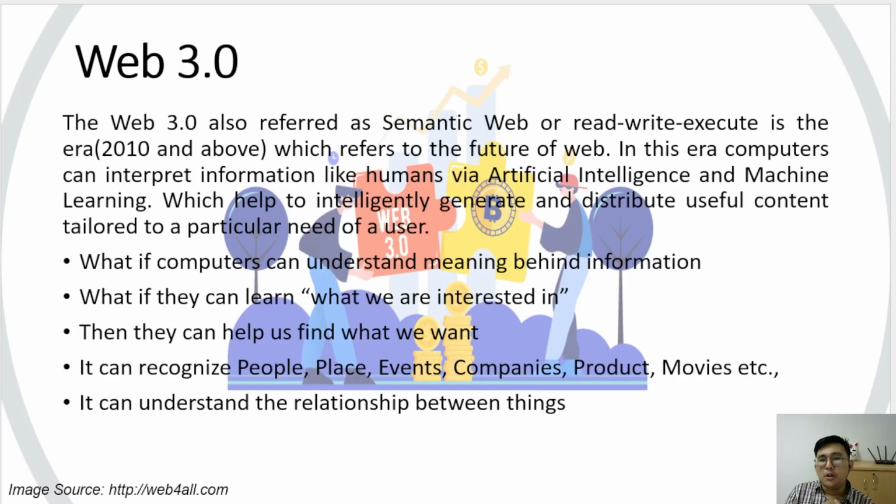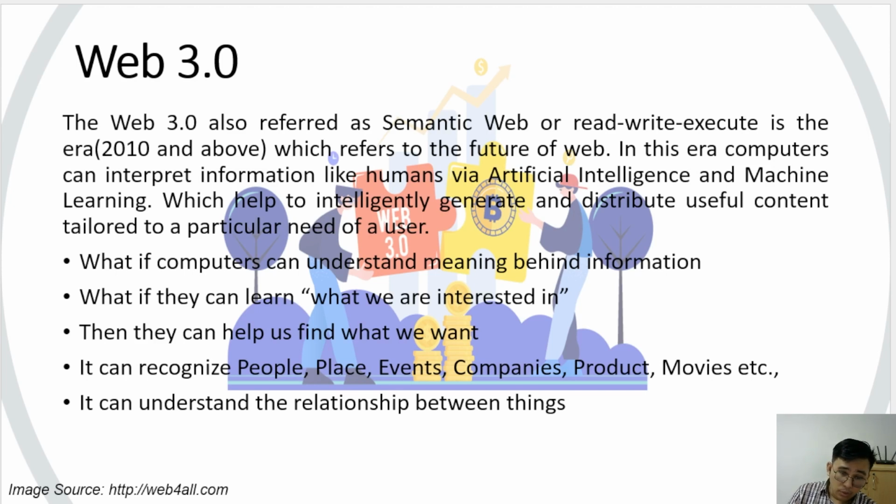So what is Web 3.0? Web 3.0, also referred to as the semantic web or read, write, execute, is the era of 2010, hopefully, but some of us are still facing Web 2.5 or even Web 2.0, which also refers to the future of the web. In this era, computers can interpret information like humans by using artificial intelligence and machine learning, which help to intelligently generate and distribute useful content tailored to a particular need of a user.